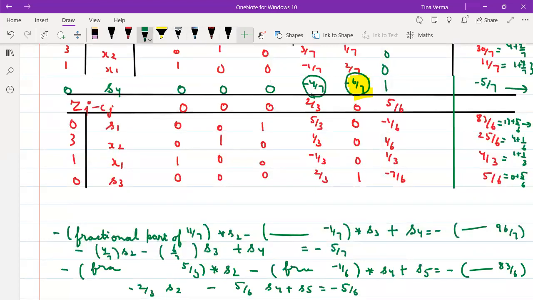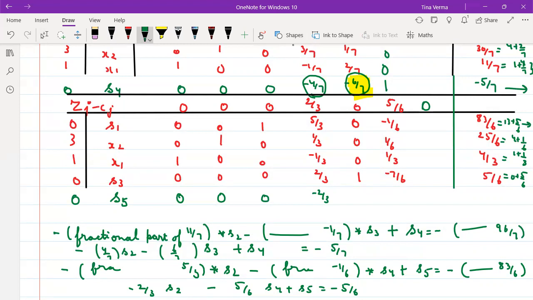So if you add the constraint, here it will be your variable s5, right? And here this entry is 0 because s5 is your basic variable. So Zj minus Cj will be 0. These entries will be 0, 0, 0. And it is coming for s2 as minus 2 by 3 and minus 5 by 6.